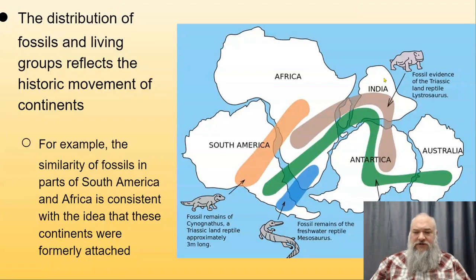And just a reminder, we saw this map before, and we can see how the similarity of fossils in parts of South America and Africa shows where these continents were formerly attached, and the fact that when they split, we don't see African lions in South America and Africa, just in Africa. There were different selective pressures in each of these, so we get different things.